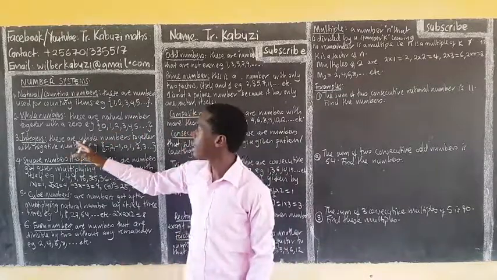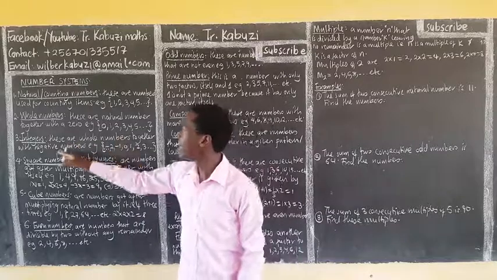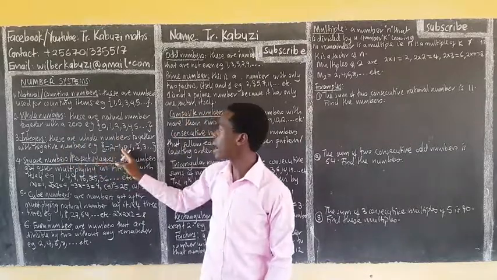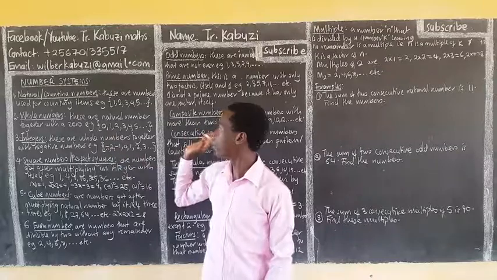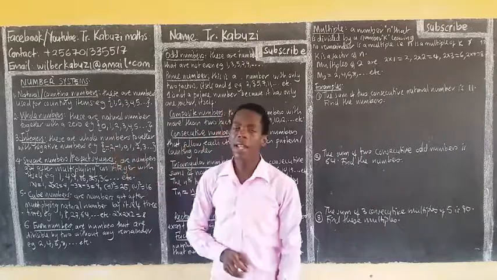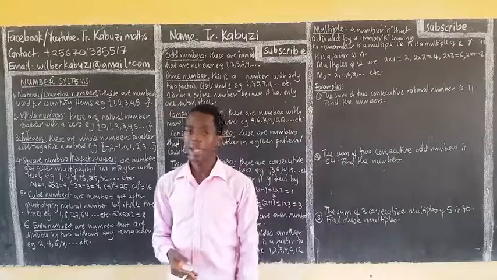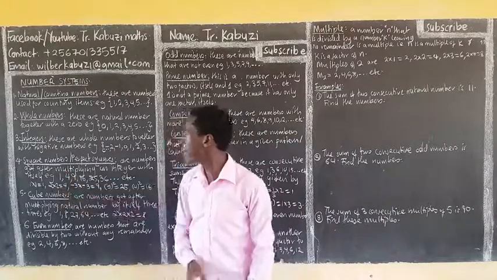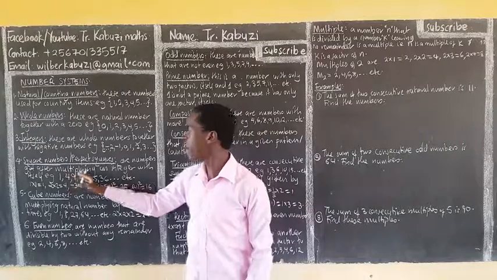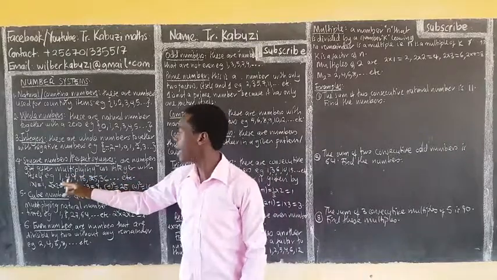Then integers. These are whole numbers together with negative numbers. So if you have whole numbers, remember they are from 0 and so on. If you add negative numbers here, what we have is what is called integers.